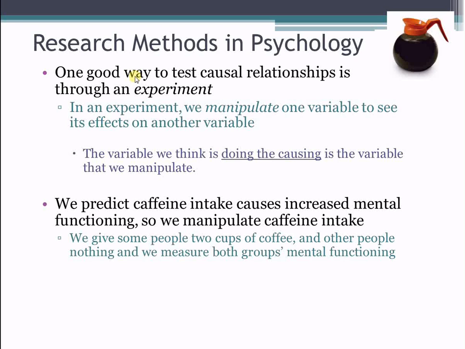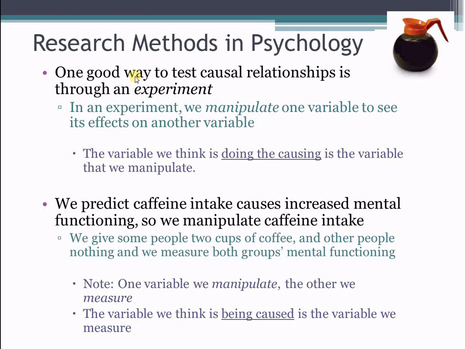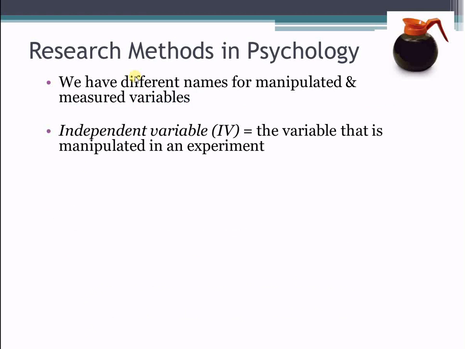They get no coffee, and then we measure mental functioning for both groups. Right? The variable that we manipulate, caffeine consumption, is the variable that we think is doing the causing. The variable that we measure is the variable that we think is being caused by the, I'm going to say, by the independent variable. That's on the next slide, right? We have different names for these.